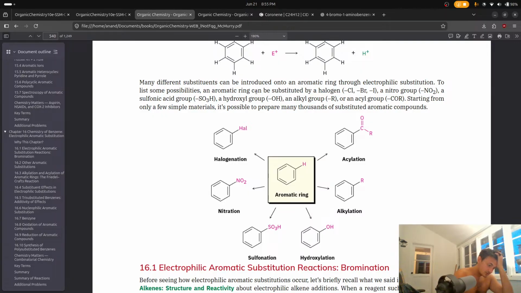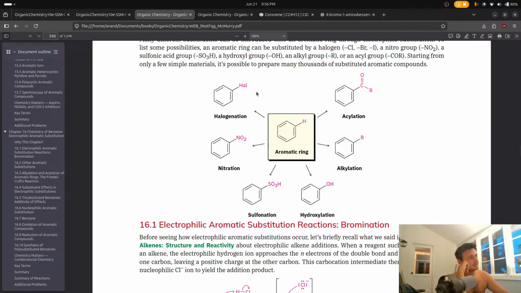Hydroxylation, sulfonation, nitration. Alright, starting from only a few simple materials, it's possible to prepare many thousands of substituted aromatic compounds.